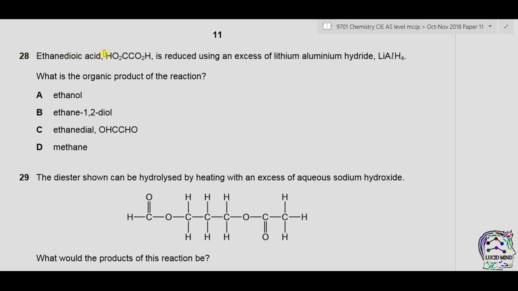Question 28. Ethane dioic acid is reduced using an excess of lithium aluminum hydride, LiAlH4. What is the organic product of this reaction? Now you should know that lithium aluminum hydride is a powerful reducing agent and it reduces carboxylic acids back to primary alcohols.